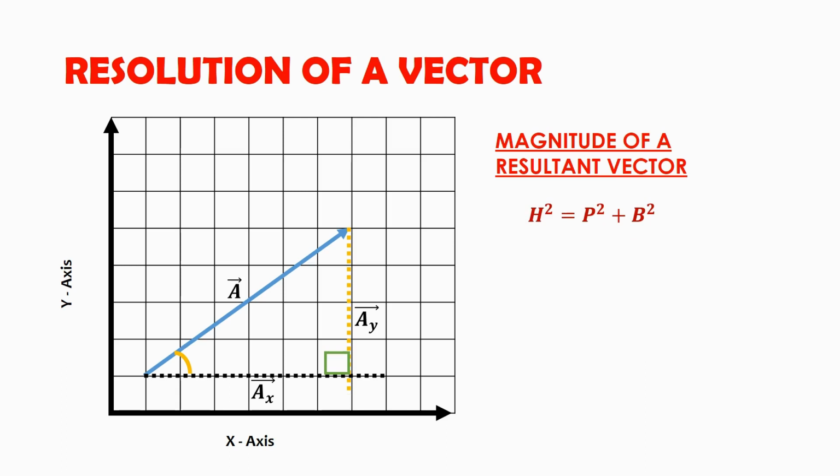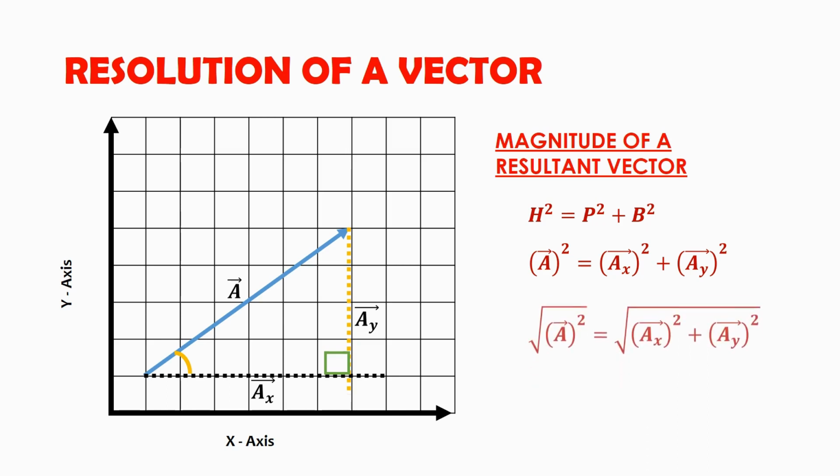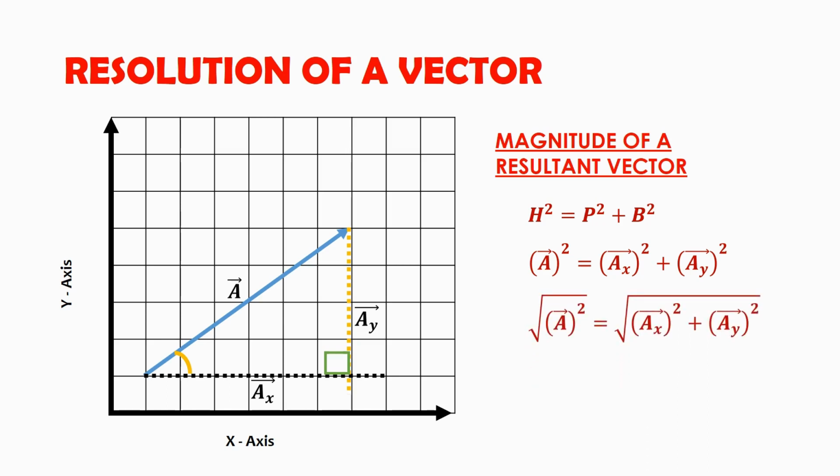In the place of perpendicular square and base square, we are going to use ax instead of perpendicular, ay instead of base, and a instead of hypotenuse. After placing them, we need to take the square root on both sides so that we can get the equation for the magnitude of the resultant vector, and that is a. For this entire diagram, vector A is your resultant vector.